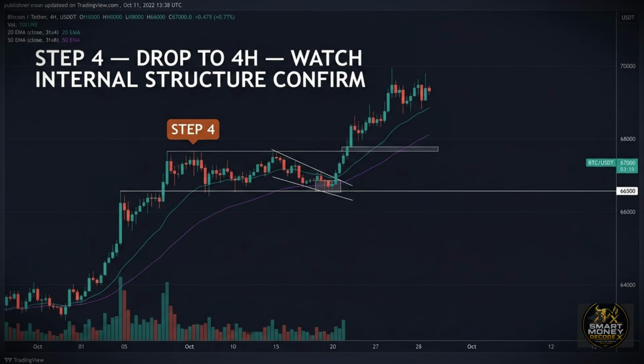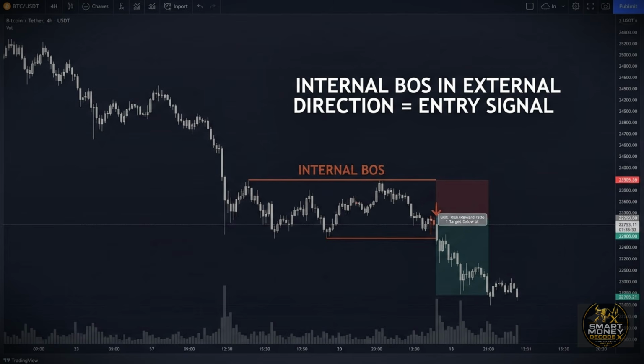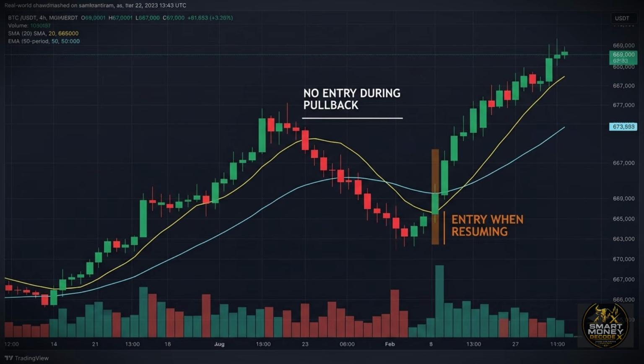The fourth step is to drop to the internal time frame and watch for the internal structure to confirm the direction of your entry. Wait for the internal structure to show a break in the direction of the external trend before entering. Do not enter during an internal pullback against the trend. Enter when the internal structure shows the trend is resuming.